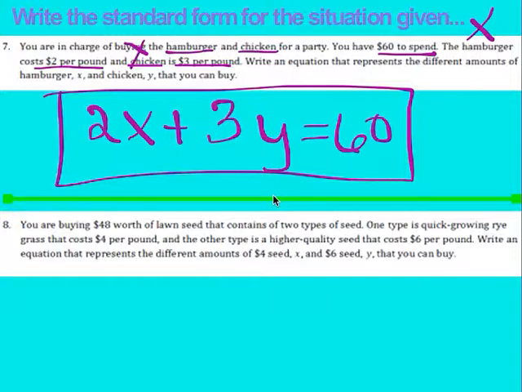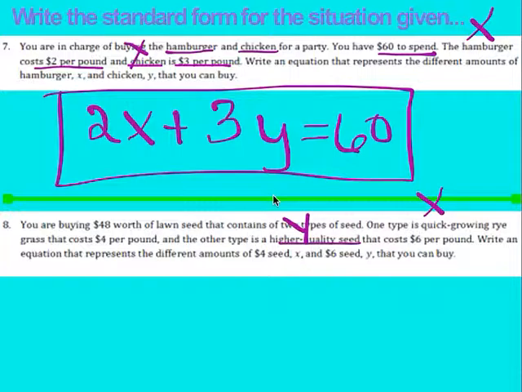It says you are buying $48 worth of lawn seed that contains 2 types of seed. One is a quick-growing ryegrass, so I'm going to have the quick-growing ryegrass be X. That is really hard to say. And that's going to cost $4 per pound. And the other type is a higher quality seed. I'm going to have that be Y. That costs $6 per pound. Write an equation that represents the different amounts of $4 seed X and $6 seed Y.